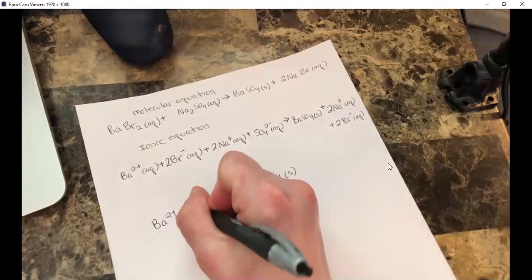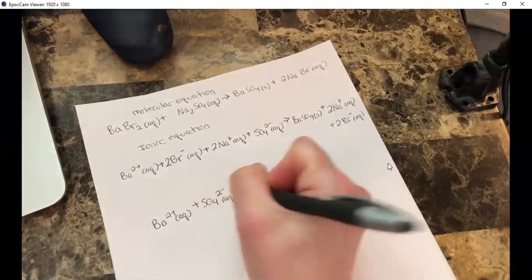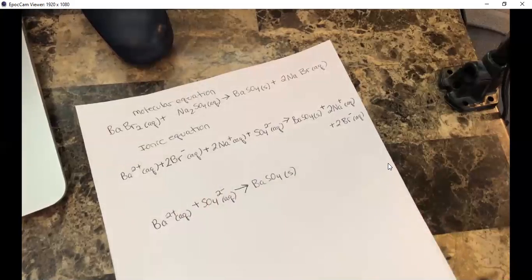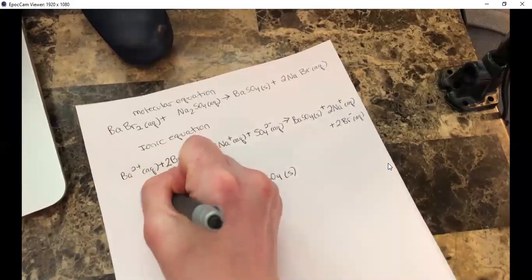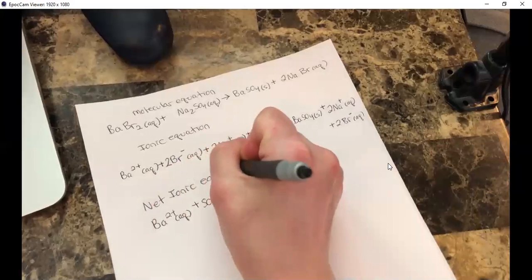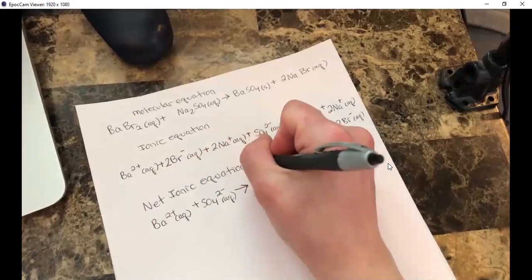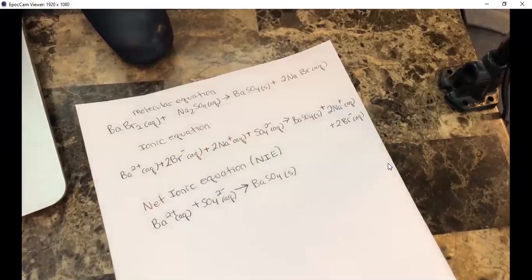So we put down the sulfate, okay? And then we have the sodium and the bromine on the other side. We know those are not included. This is called the net ionic equation. On your OWL, you'll see it written as NIE sometimes. Okay, so that's how you're going to do that with the net ionic equation.